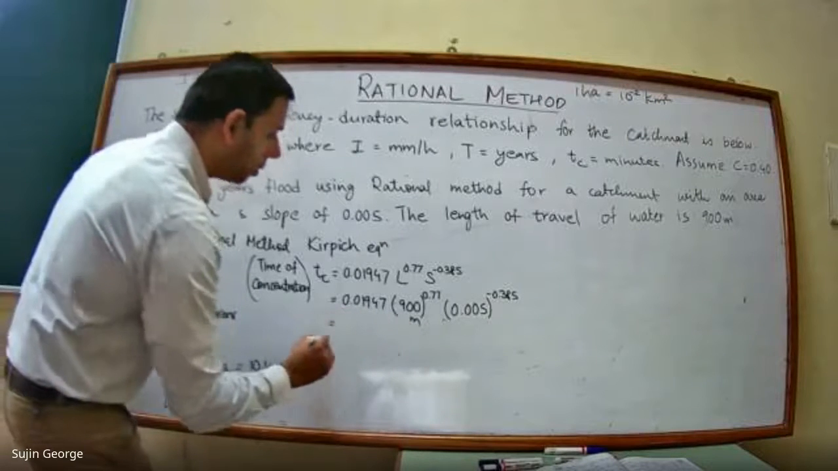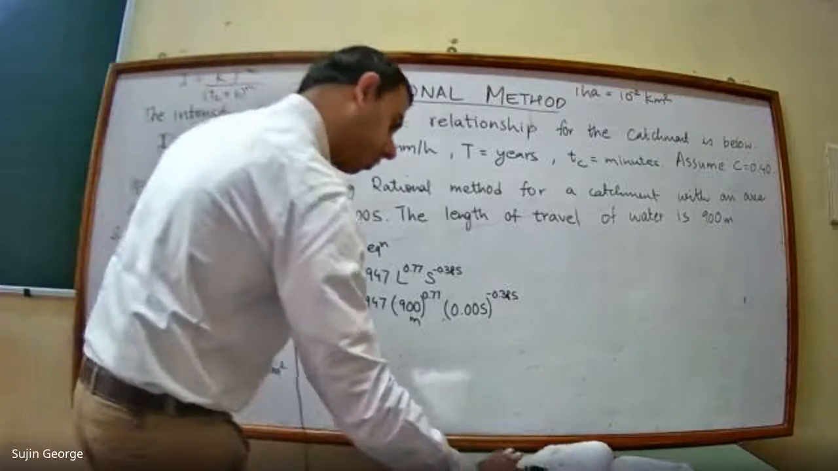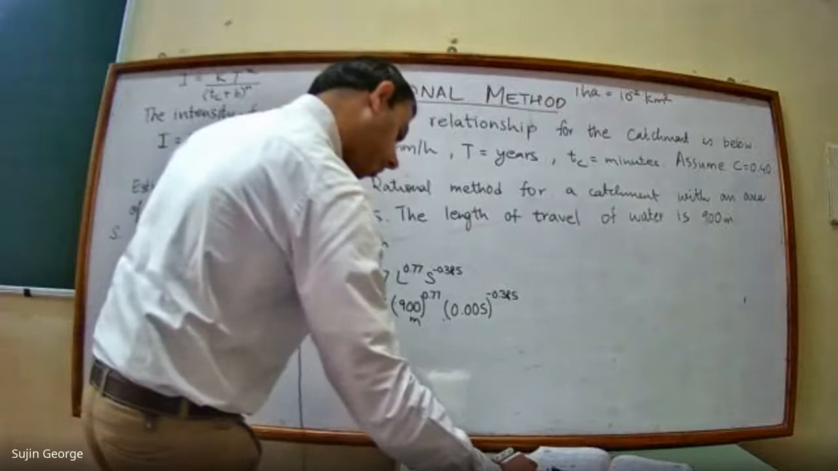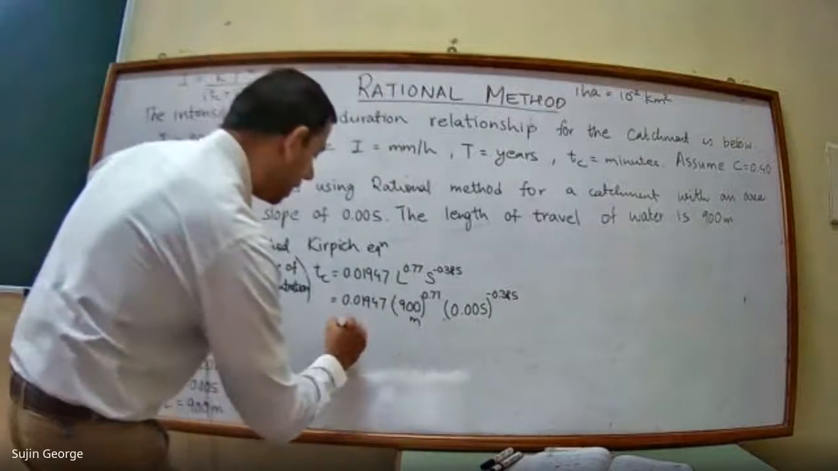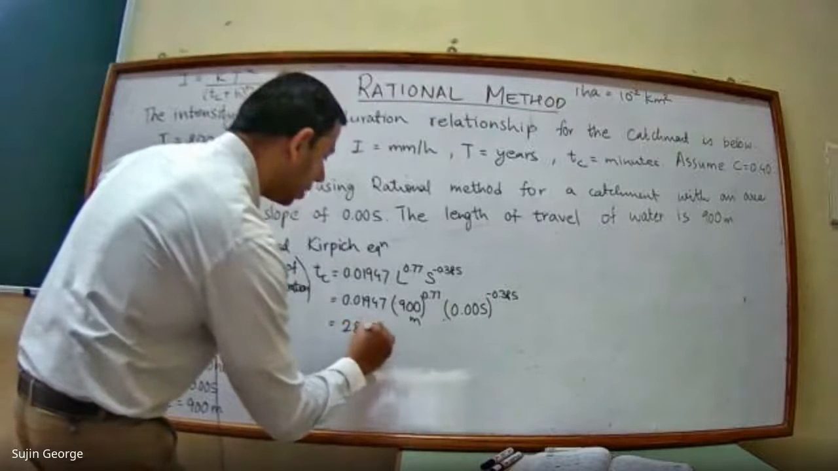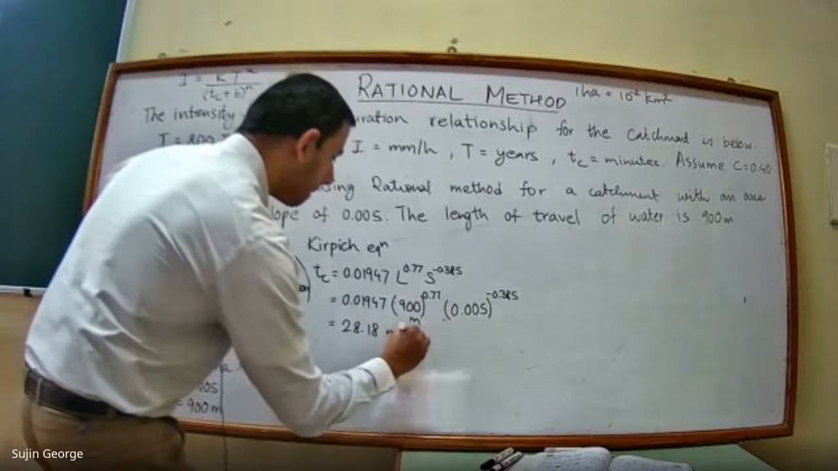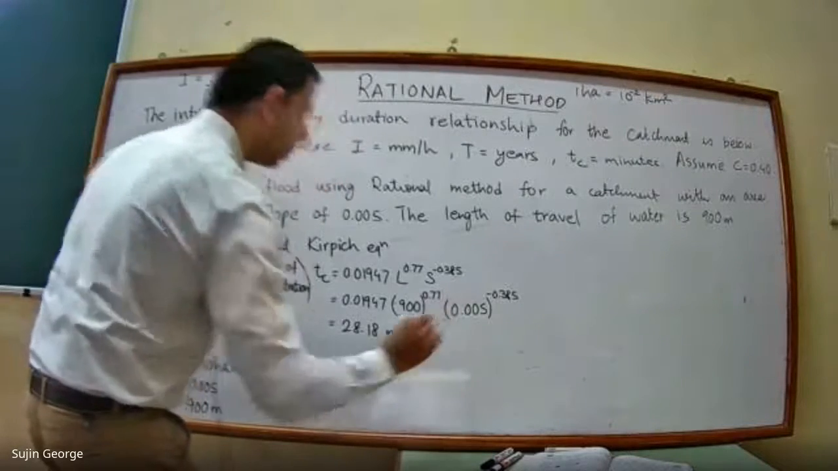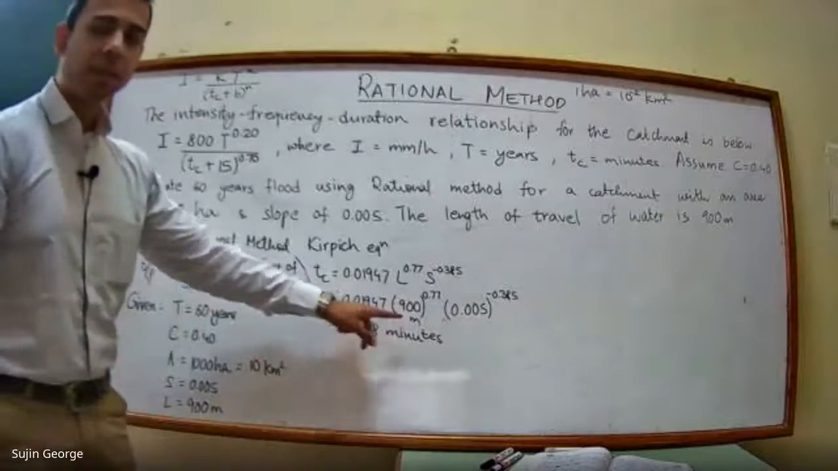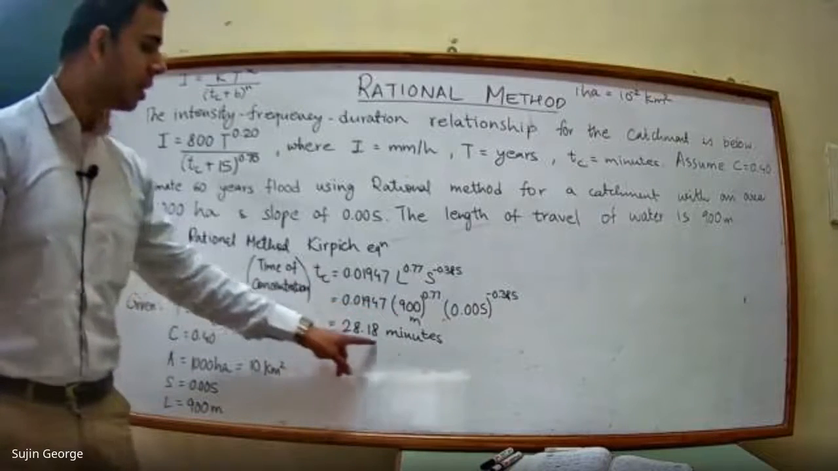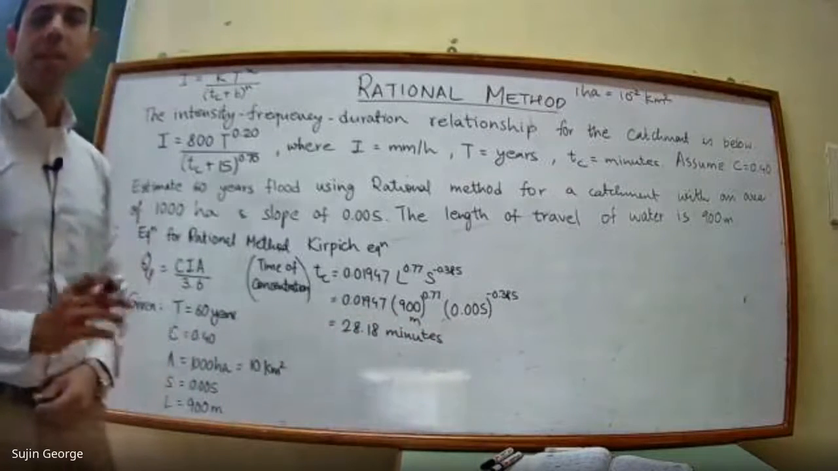So this comes out to 28.18 minutes. When you substitute this value in meter, you will get the value of Tc in minutes. Please keep this thing in mind.